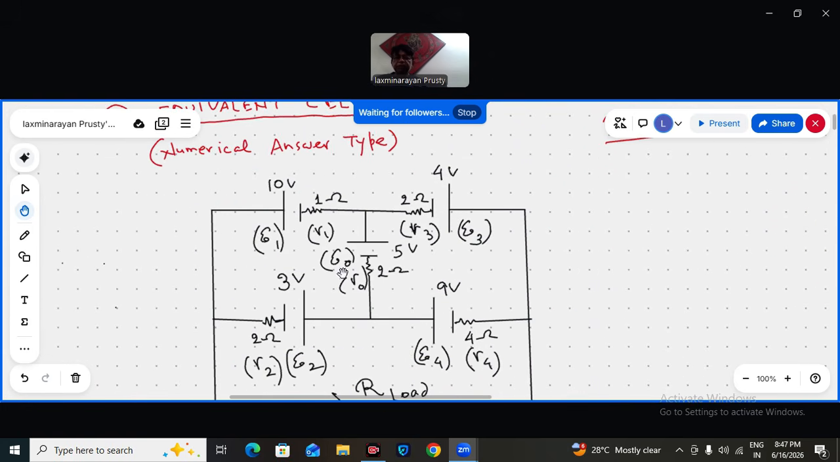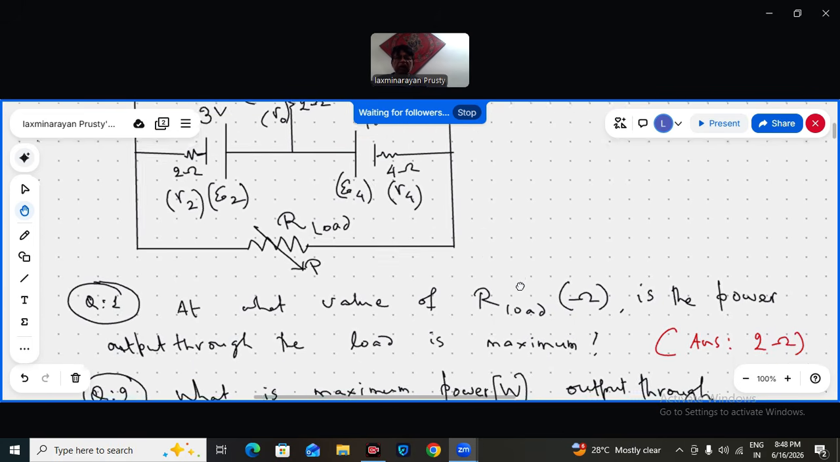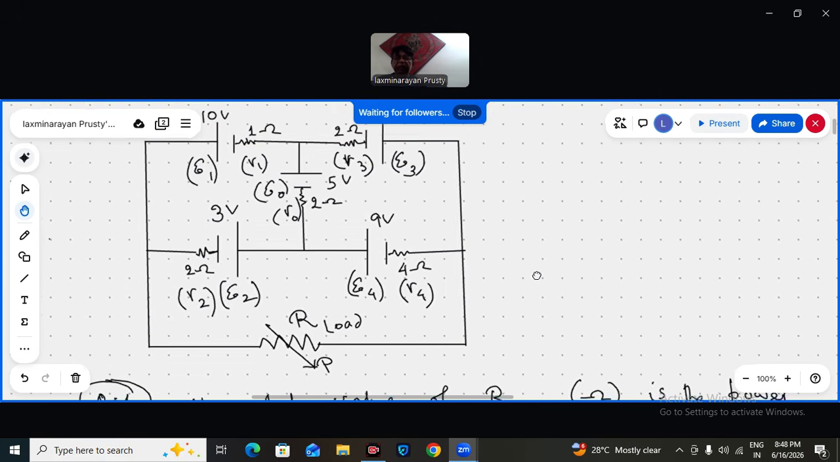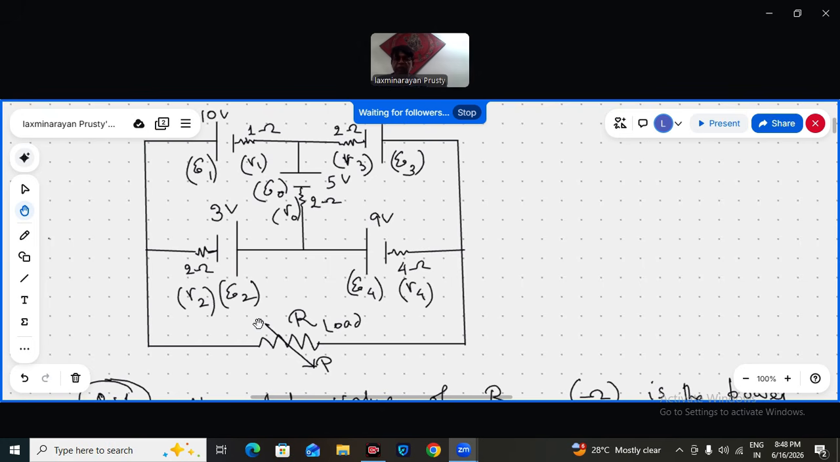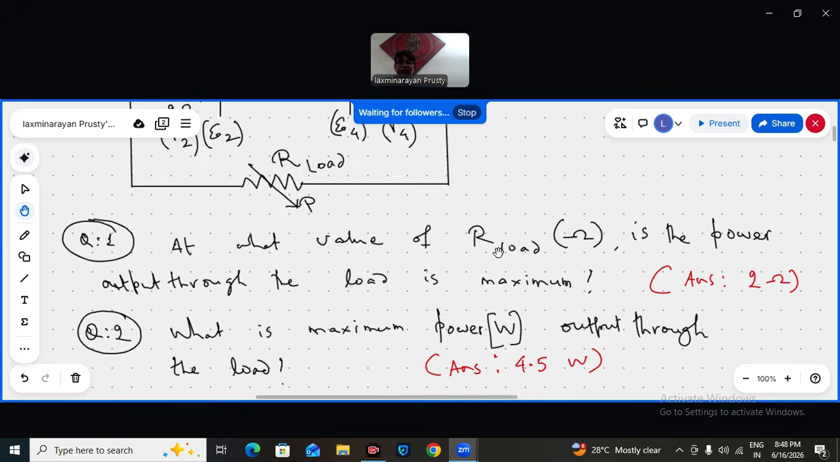What is the question? The combination of 5 cells, E1, E2, E3, E4, with their respective internal resistances R1, R2, R3, R4. The numerical values also I have given, and this is the cell in the bridge connection. This bunch is connected across a load, supplying current to the load. So at what value of R load is the power output through the load maximum?